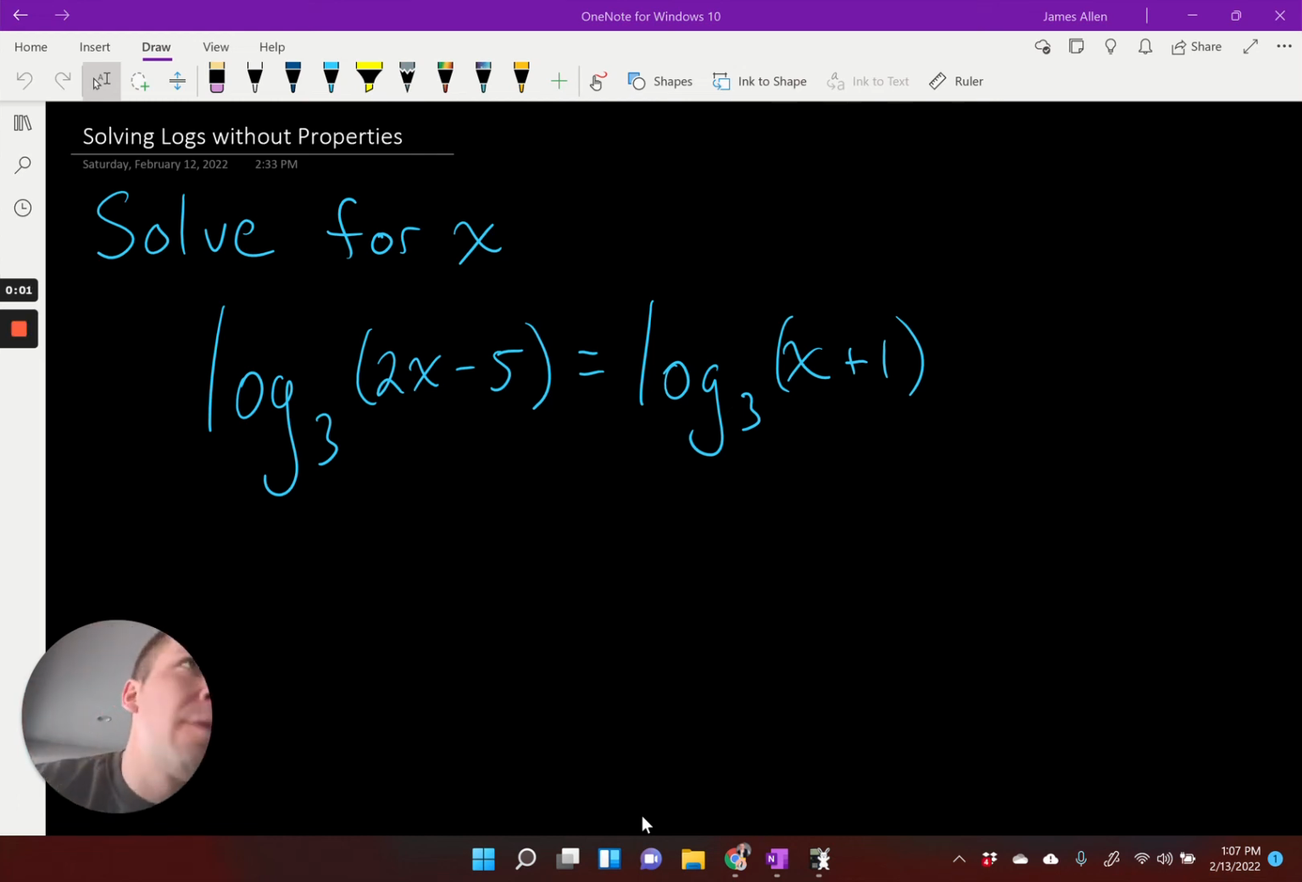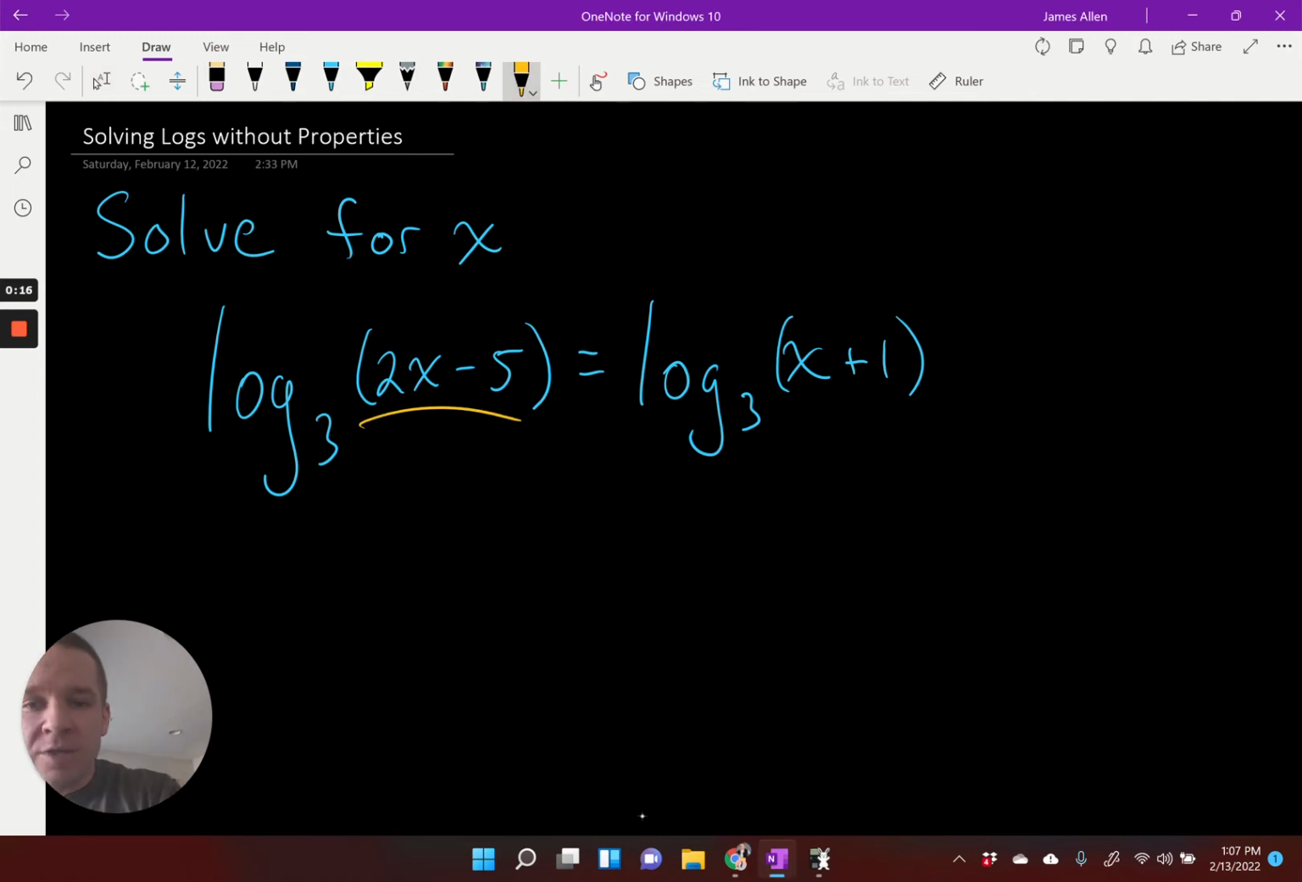All right, it's time to solve some logarithms without the use of properties, but that's kind of a lie here because we are going to use one of the properties. It's our one-to-one property of logarithms, which we can pretty much take from the one-to-one property of exponents, right? If I have log base 3 and log base 3 equal to each other, would it make sense that their arguments are also equal?